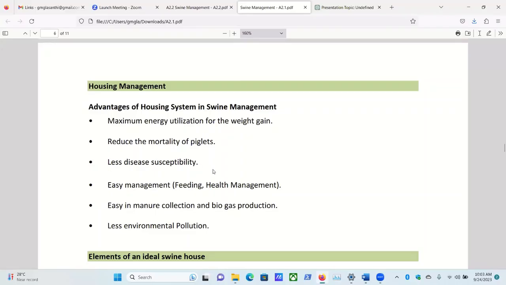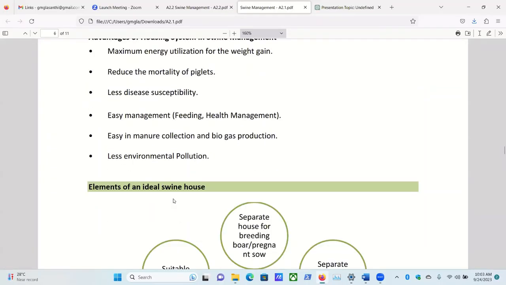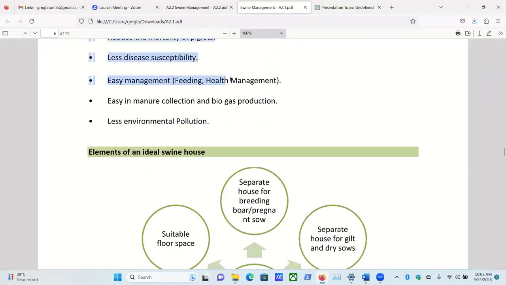And less disease susceptibility, because we keep the housing systems clean and dry. So no pathogens, so no diseases. We can maintain hygiene and manage the health of the animals. At the same time, management practices are very much easy, especially feeding and health management, because once we provide a house, there are separate feeders and waterers. So feeding is easy. At the same time, we can frequently examine our animals very easily, so the health management practices are also easy.